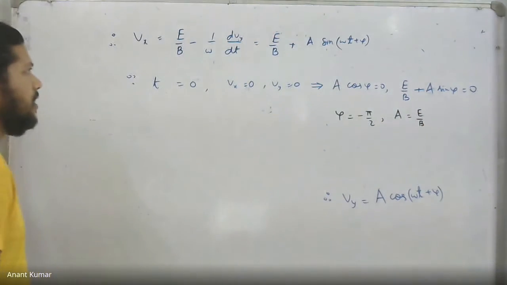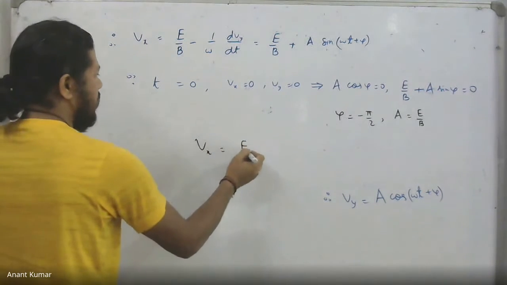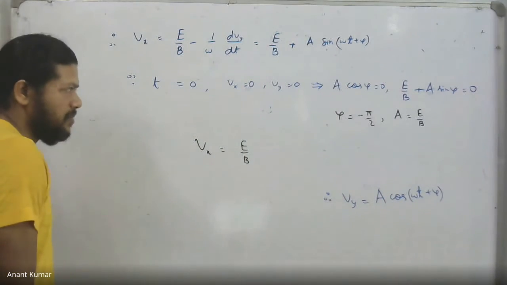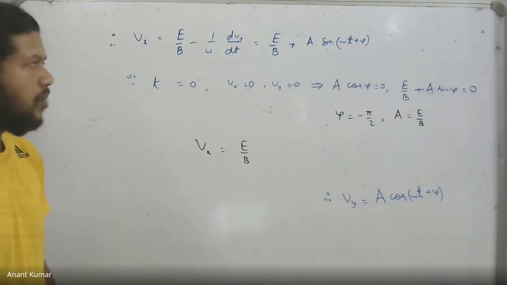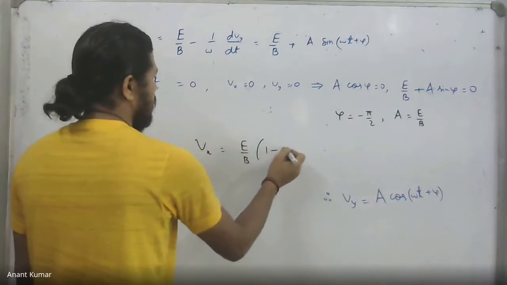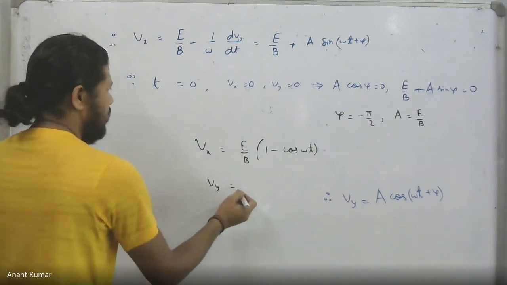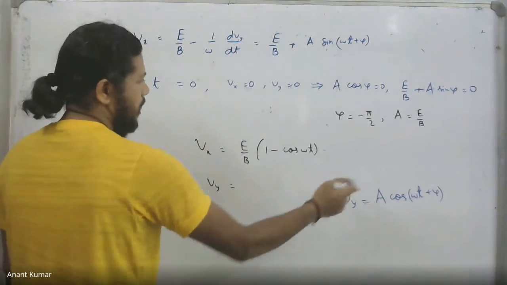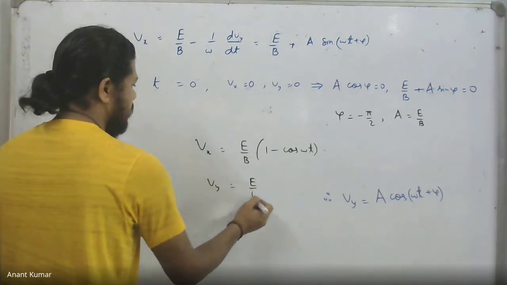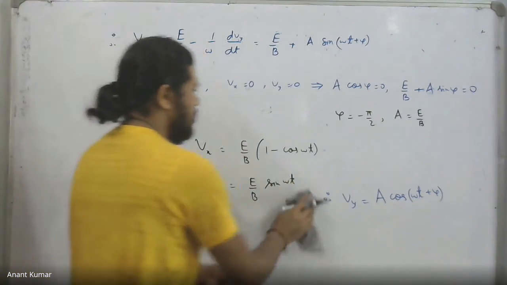Once you've got that, I can just put back, and therefore we obtain Vx as E by B sine omega t minus pi by 2, but it is minus cos omega t actually. So I get minus E by B cos omega t, while Vy turns out to be A cos omega t minus pi by 2, which is the same thing as E by B into sine of omega t. These are the velocities that we've got so far.